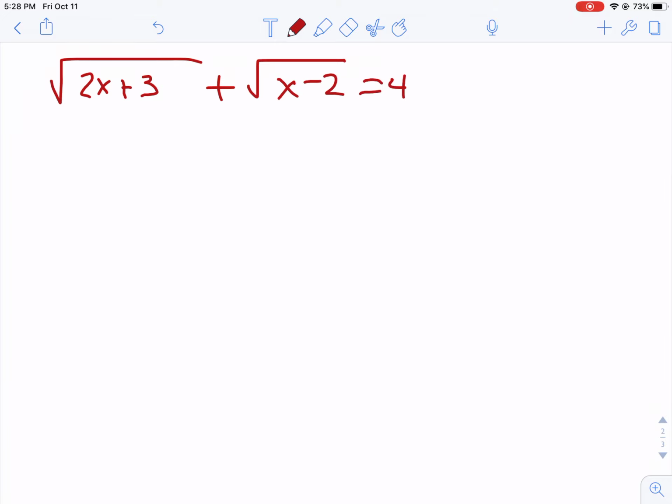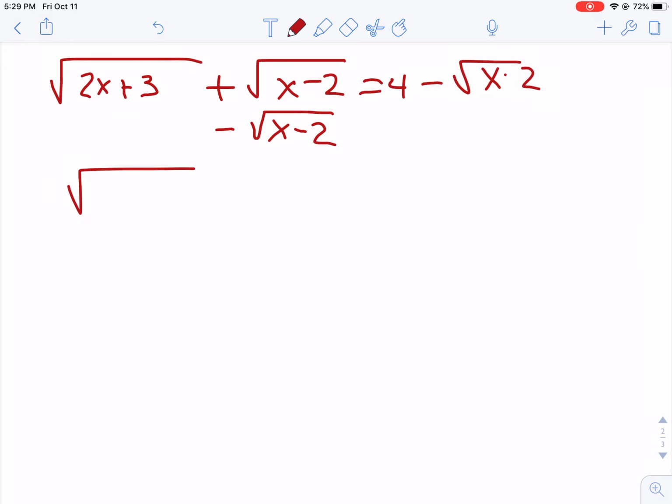Okay, so remember when we did adding and subtracting radicals? Oh, I'm sorry. You can only add and subtract radicals that have the same thing underneath. And these do not have the same thing underneath. So the only way you can go ahead and get started on this is to isolate one of the radicals. So I'm going to choose to isolate the first radical. So I'm going to subtract the square root of x minus 2 from both sides.